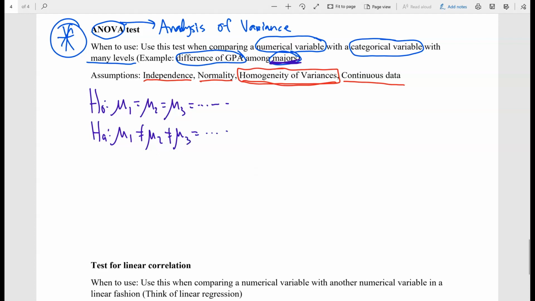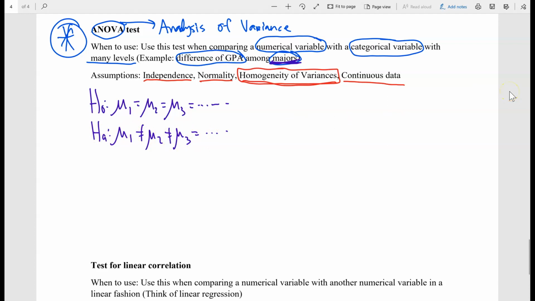That means H0 is telling you the means are all the same across the board on every single major, so there's no difference in GPA. HA says, no, there is a difference in GPA. At least one major has a difference.